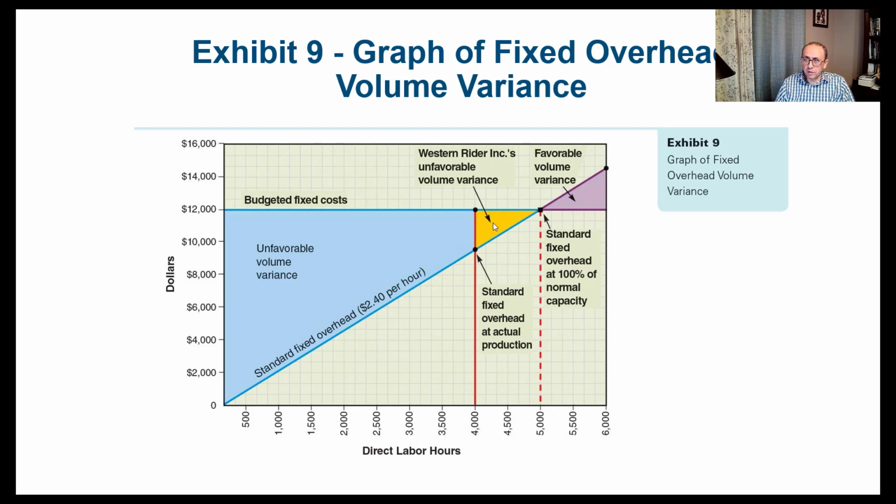the unfavorable volume variance. Any point that exceeds 5,000 direct labor hours on the right hand side here would be favorable volume variance. Remember, the 5,000 was the 100% of normal capacity. So anything above the 100% would turn out to be a favorable volume variance.